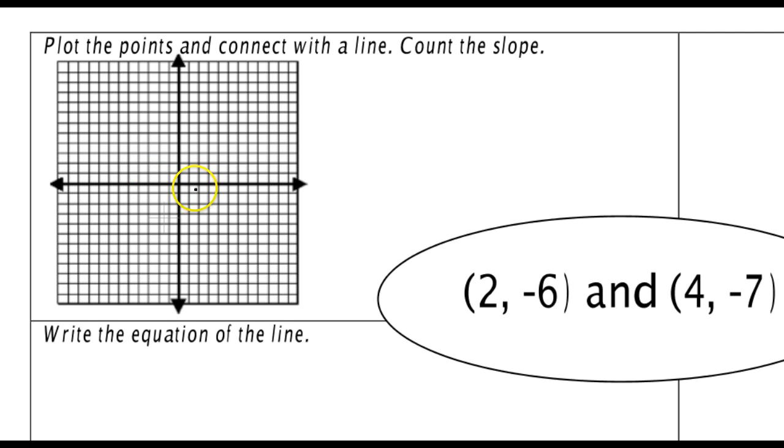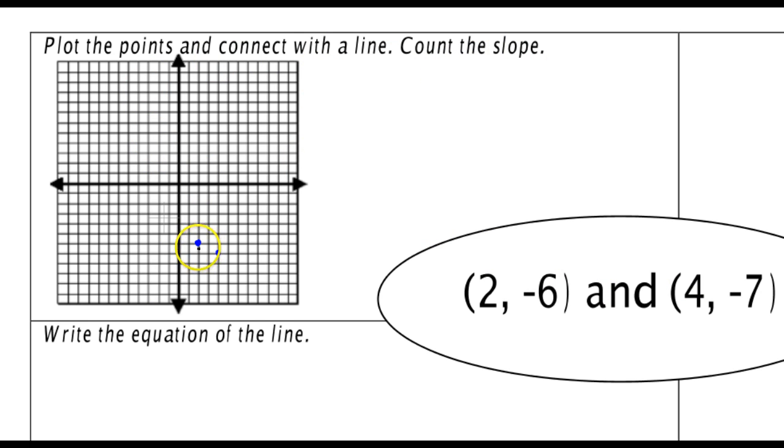1, 2, down 6: 1, 2, 3, 4, 5, 6. And (4, -7). I know 2 over and down 1. That's going to be (4, -7). We plot the points. You said it's negative 7. Negative 7. And count the slope.